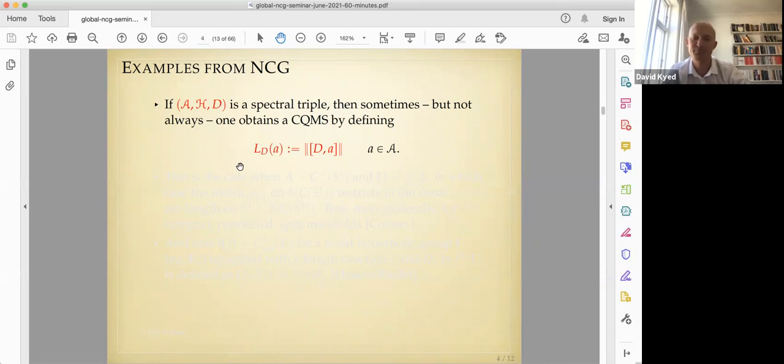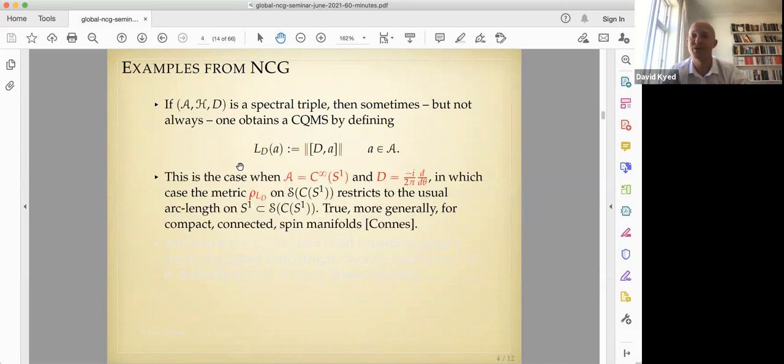So, of course, this is the case if you take the classical commutative example. I'm just looking at the unit circle here, with A being the smooth functions and D being the usual self-adjoint version of the differentiation operator. And in this case, the metric that you define on the state space will restrict to the arc length metric down on the circle. This is part of a much larger story, namely if you start with a spin manifold and do the same thing with the Dirac operator, you recover the Riemannian metric underneath it.